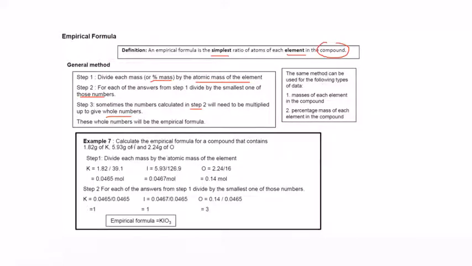For example, calculate the empirical formula of a compound that contains 1.82 grams of potassium, 5.93 grams of iodine, and 2.24 grams of oxygen. So there is potassium, there is iodine, and oxygen is present in the compound. They mention 1.82 grams of potassium, 5.93 grams of iodine, and 2.24 grams of oxygen.